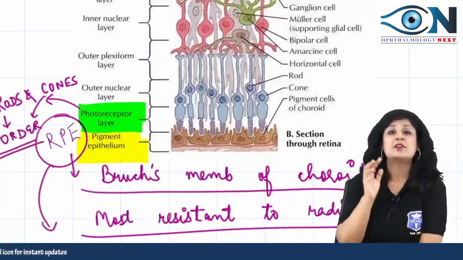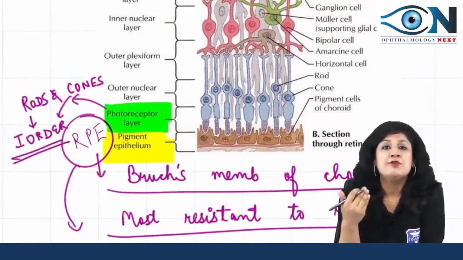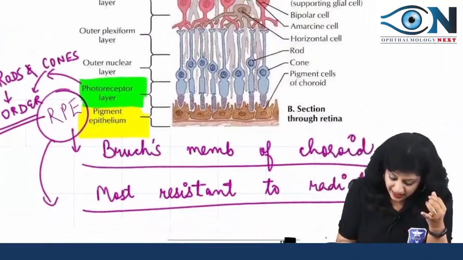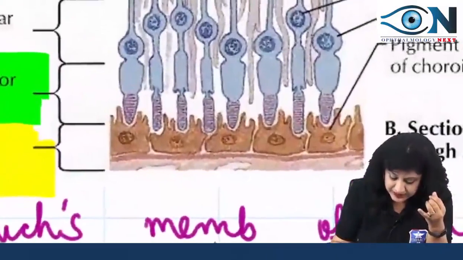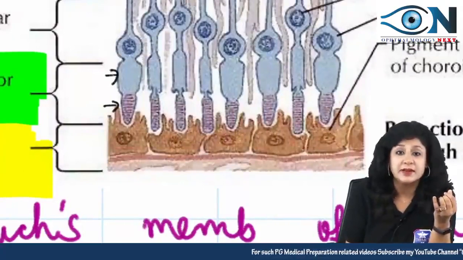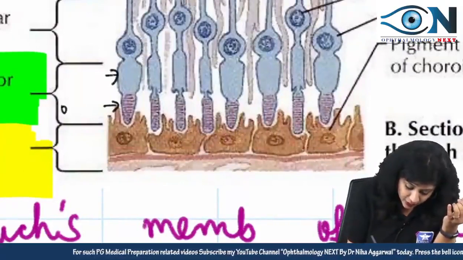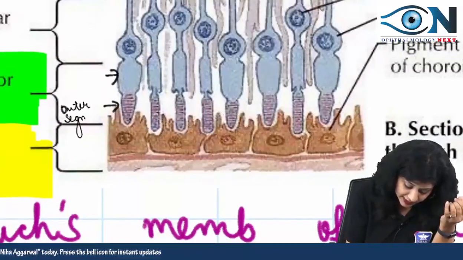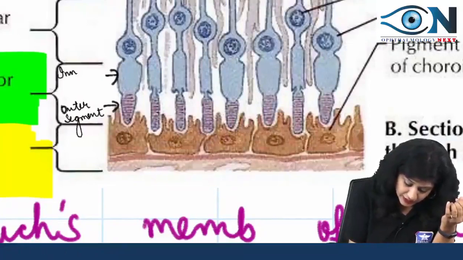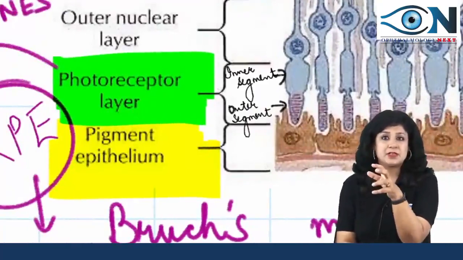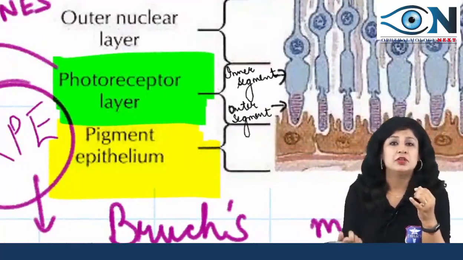Okay, the rods and cones are now accepted as the first order neurons. So this layer of the photoreceptors actually contains what? If you see here, this layer of the photoreceptors contains these segments. Can you see these segments here? Towards the outer side, this is your outer segment, and towards the inner side, this will be your inner segment. So these are the segments which are present in the layer of the photoreceptors. We have got the outer segment and then we have got the inner segment.